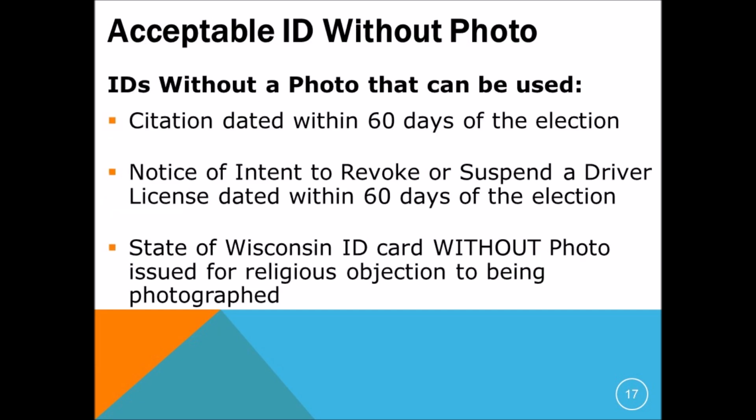There are a few photo IDs that can be used for voting that don't have a photo. There's a citation that is issued by law enforcement when a person's driver's license is taken from them. There's also a notice of intent to revoke or suspend, which is issued by law enforcement. Then there's the Wisconsin driver's license or Wisconsin state ID card without a photo, and that's available to voters with a religious objection to being photographed.